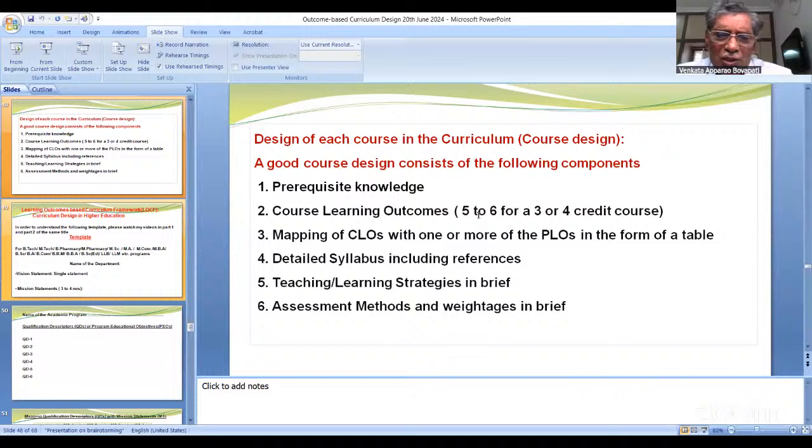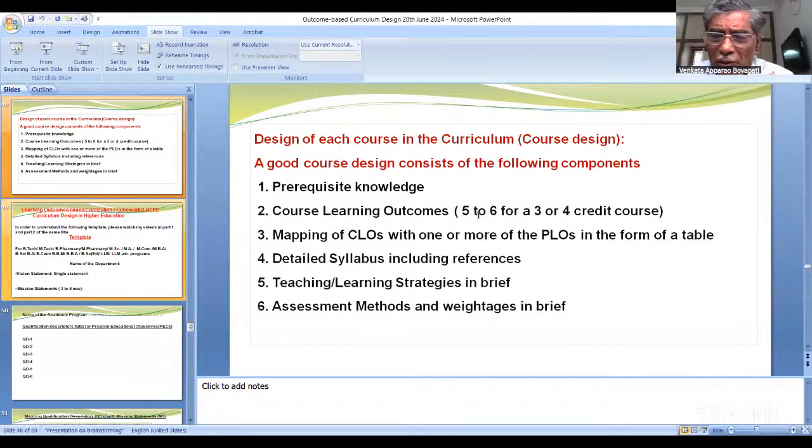Design of each course in the curriculum, we call it course design. A good course design consists of the following components. Number one, prerequisite knowledge. Number two, course learning outcomes, or course outcomes in NBA terminology. Then mapping of COs with POs in the form of a table. That is very important, mapping table.